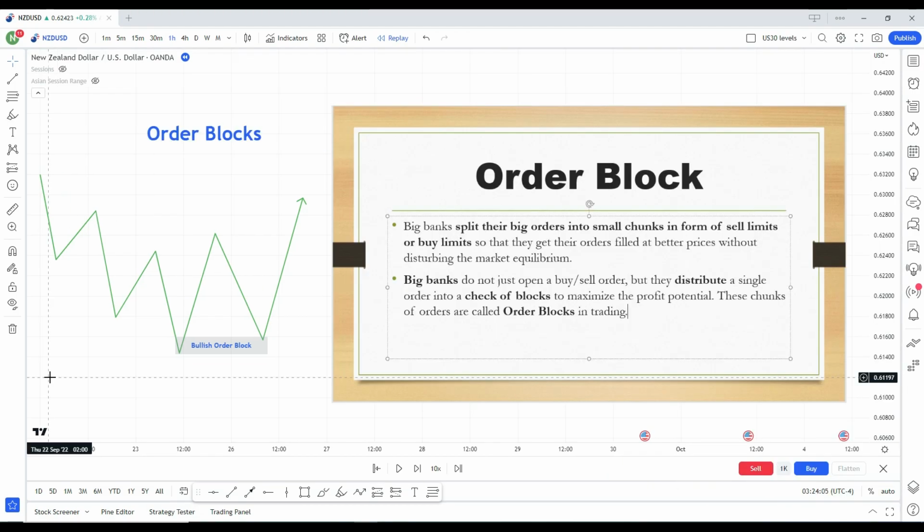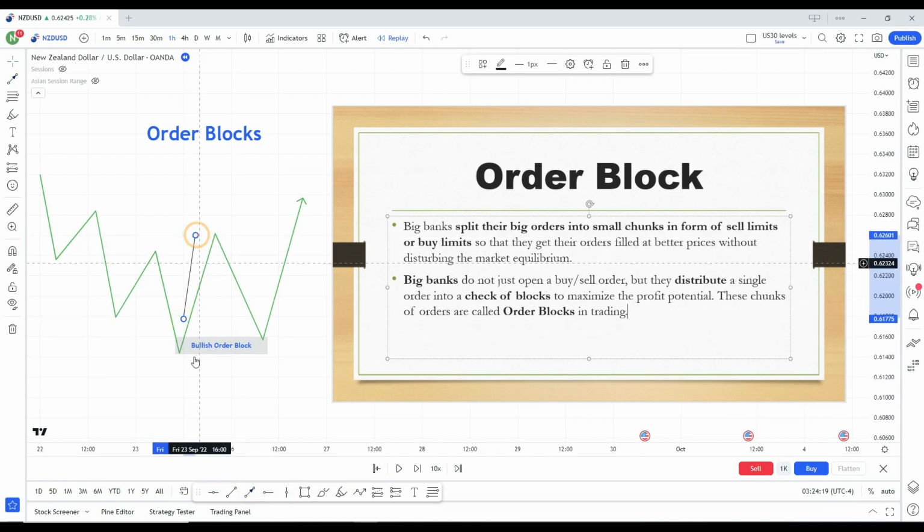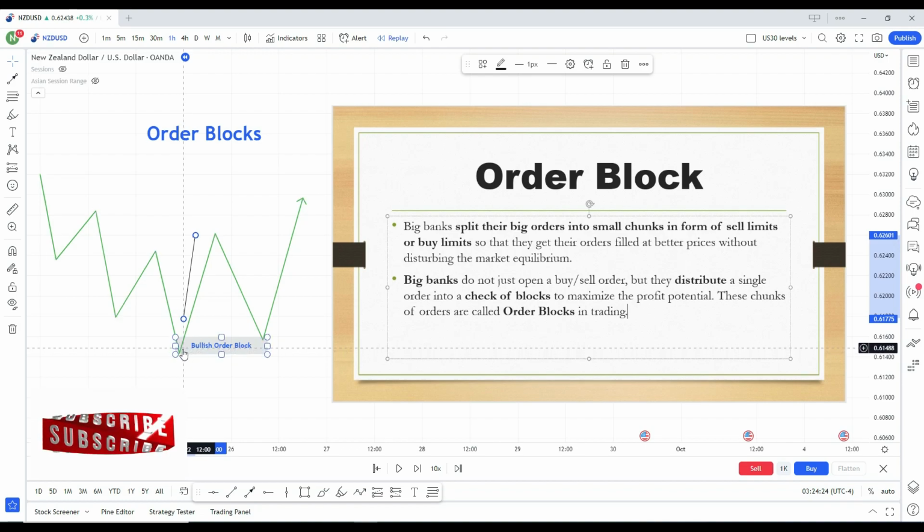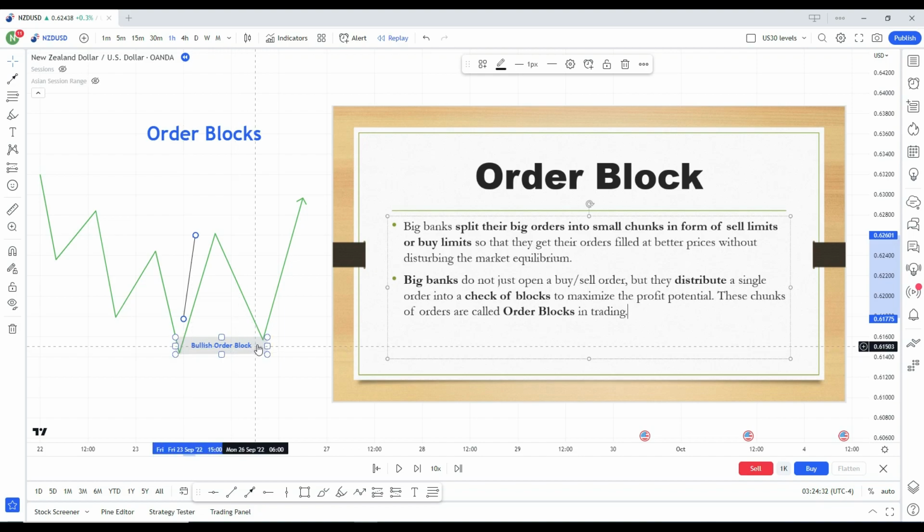So big market players such as big banks distribute a single order into a chain of blocks. For example, in this example they open buys here so that the market will move up, and then they leave others in form of buy limits. So they leave a lot of buy limits here so that when price comes back, they trigger the buy limits again so that they don't lose their open positions, because these are big institutions that use billions of money, so they do not want to go into losses.